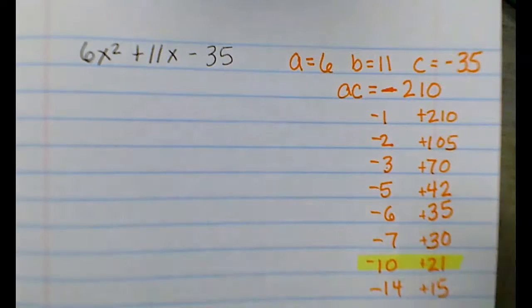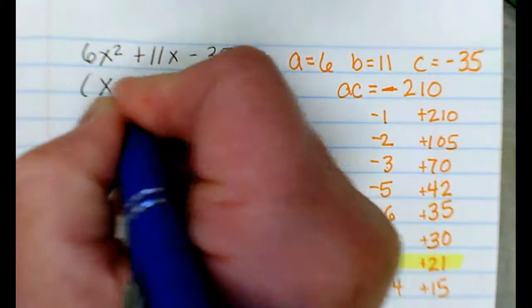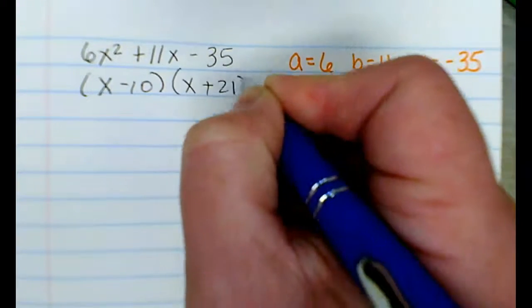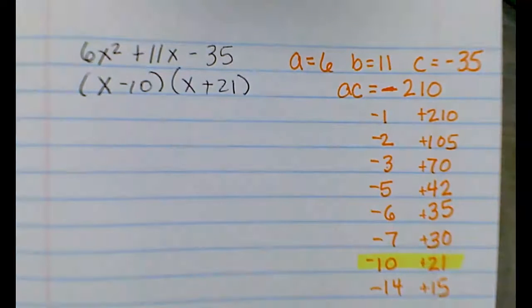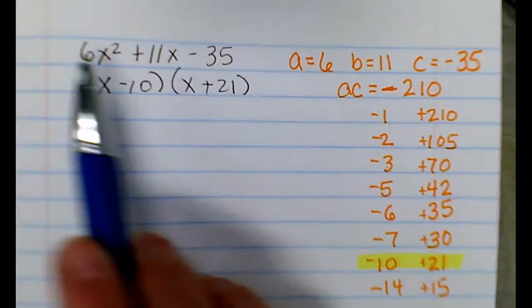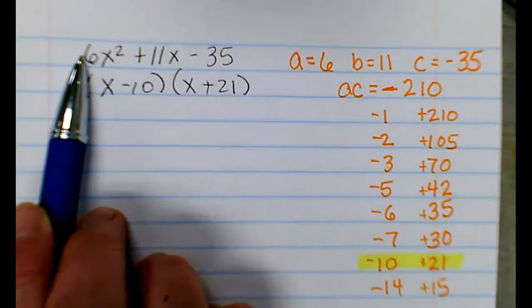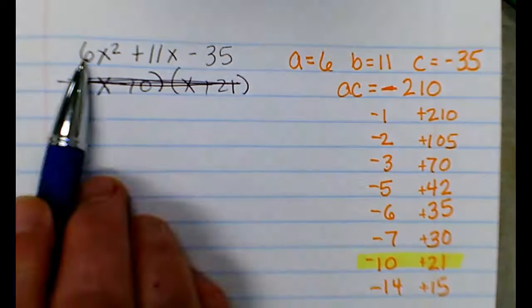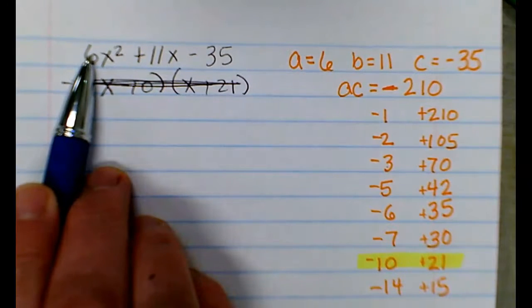Now, those are not the factors. You cannot take those two numbers like we did on the previous problem and say, here's my answer. The reason you can't do that is because if you multiplied out with a box problem, would this equal the 6x squared? No. It's more complicated when the A is not equal to 1.